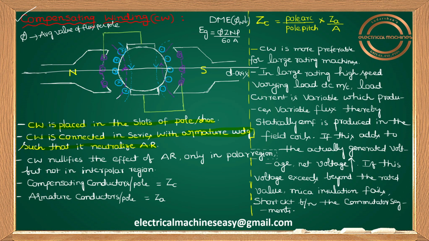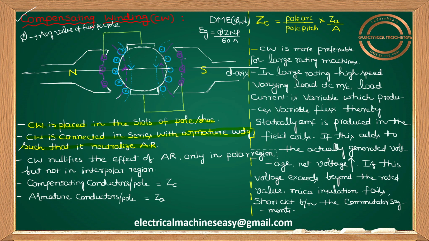Out of the board means it should be a dot here. So please be careful: here the direction of armature current is cross and the direction of compensating winding current is dot. You have to make arrangements like that. The direction of armature flux is clockwise, and the direction of flux due to the compensating conductor current is anti-clockwise.